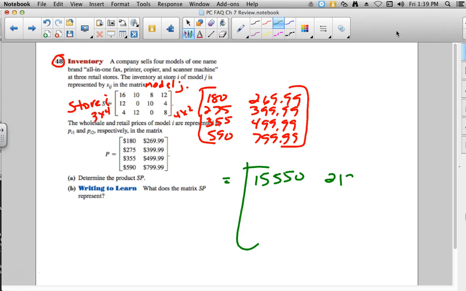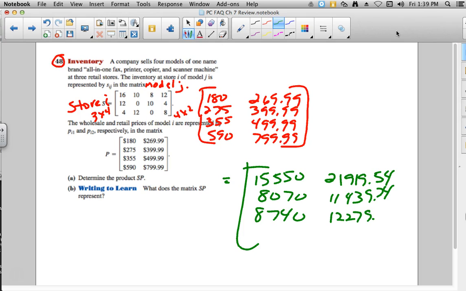$15,550, $21,919.54, $8,070, $11,439.74, $8,740, and $12,279.76. Now, the second part of this problem asks us to figure out what on earth we just found.